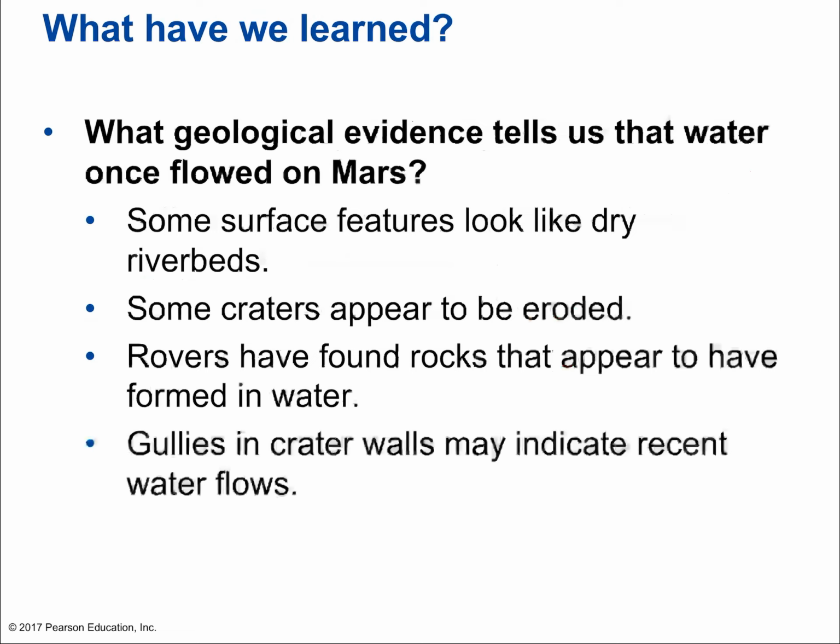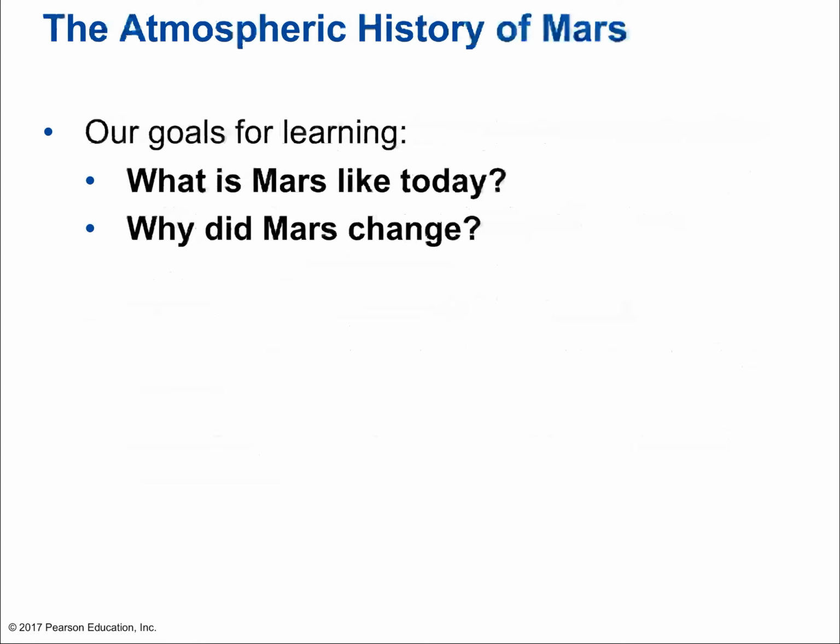Okay, so what geological evidence tells us that water once flowed on Mars? Some surface features look like dry riverbeds. Some craters appear to be eroded, right, with the kind of outlets of water. Rovers have found rocks that appear to have formed in water, and gullies and crater walls may indicate recent water flows.